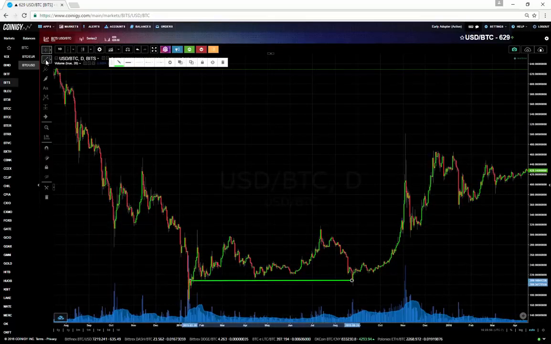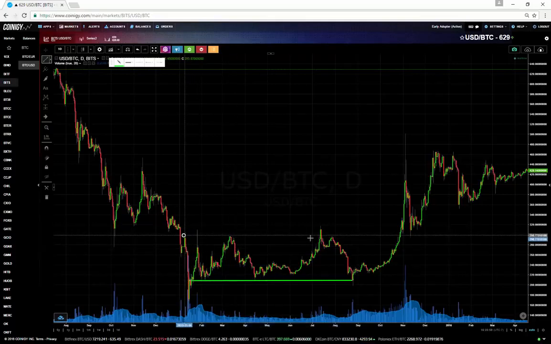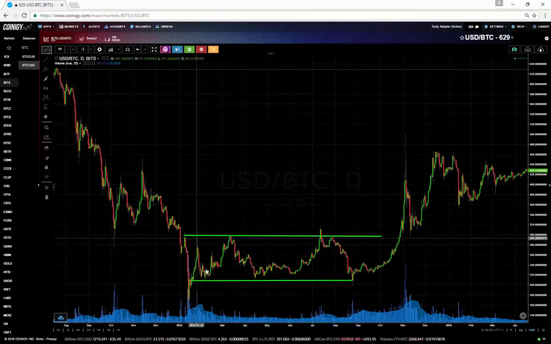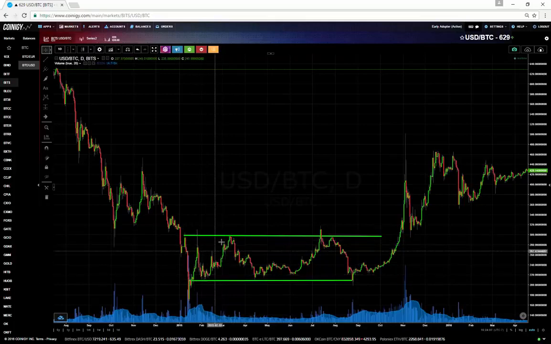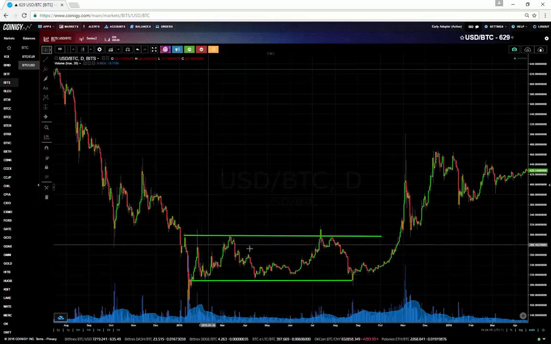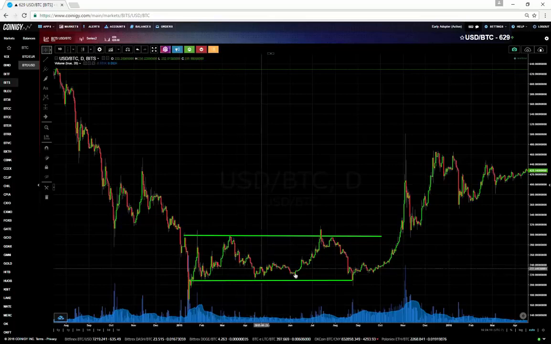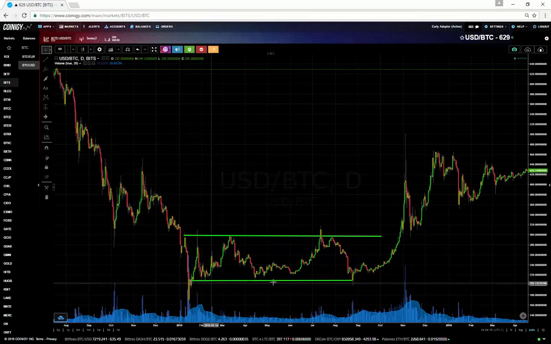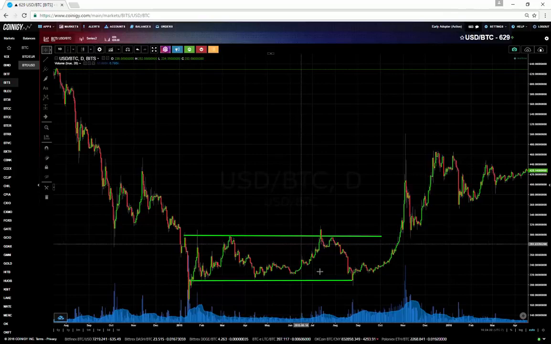And then resistance is a general area where sellers take over and they start to push the markets down. Now, if you look at the price area between support and resistance, you get this general trading range. So we can see here in the history of Bitcoin that it was ranging on average between 200 and 300 USD.